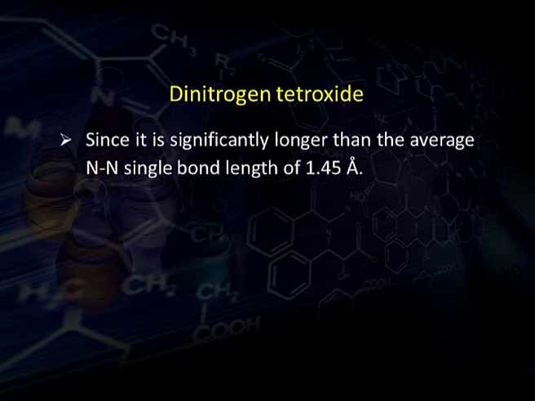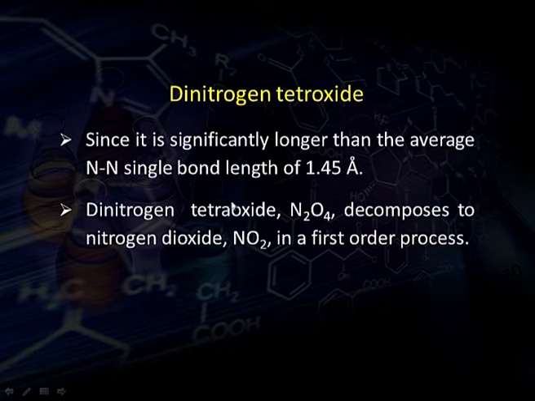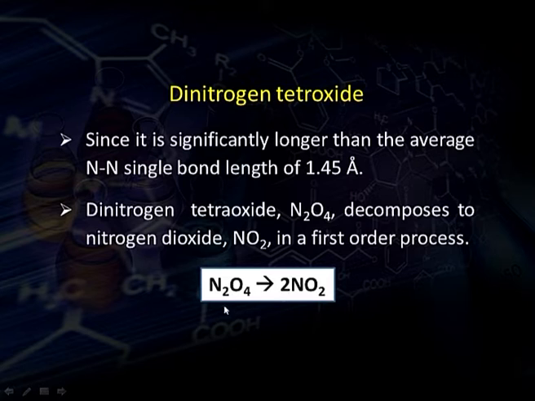So, the bond is weak, since it is significantly longer than the average N-N single bond length. The bond length between N and N is 1.45 angstrom. Dinitrogen tetraoxide, that is N2O4, decomposes to nitrogen dioxide, that is NO2, in a first order process. So, we can see from this reaction that N2O4 decomposes to give 2NO2, and this is a first order reaction.